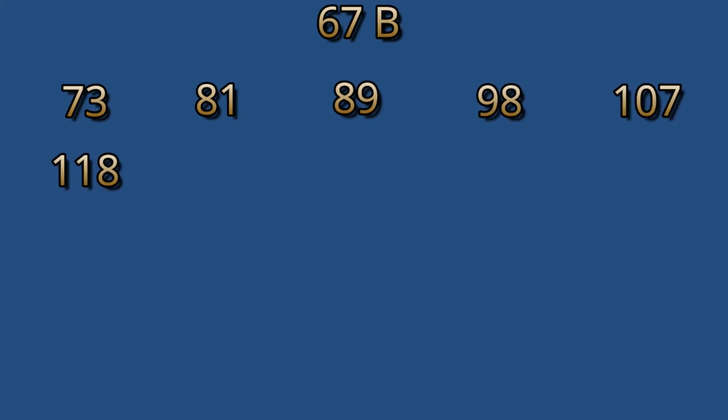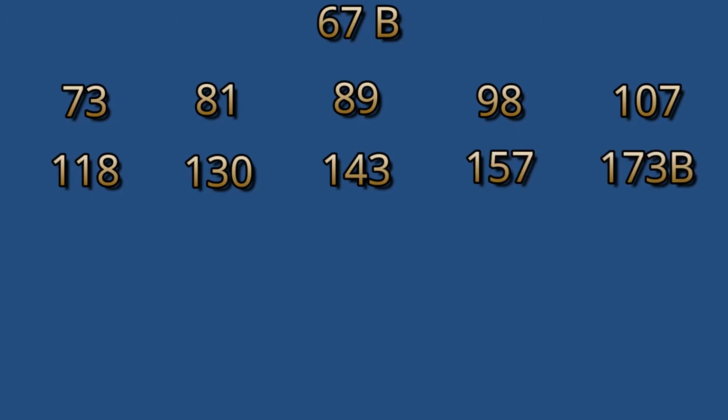That gives us a starting point of 67 billion, then it grows into 73, 81, 89, 98, 107, 118, 130, 143, 157, and finally 173 billion. Getting the fair terminal value of this would be multiplying your final cash flow by 10, since 10 is now our multiplier. This gives us the terminal value of $1,730 billion.